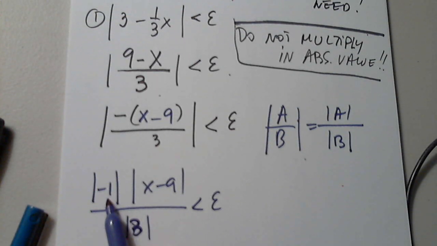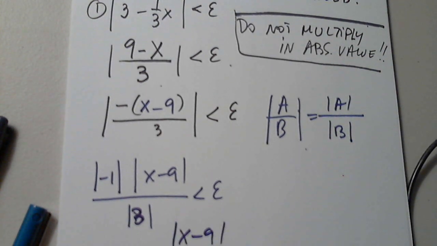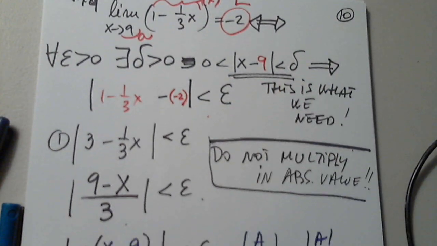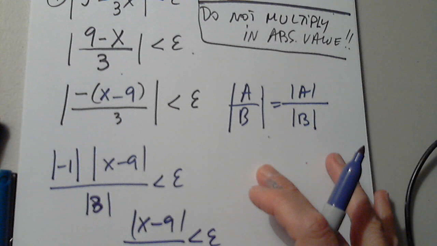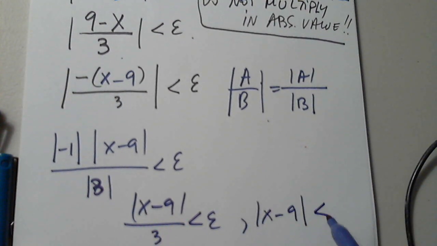How much is the absolute value of negative 1? Perfect. What is the absolute value of 3? Good. So then I have the absolute value of x minus 9, over 3, less than epsilon. I'm after this. Now I know exactly what I need to do. What do I need to do to both sides to get the absolute value of x minus 9? Multiply by 3. Good. Awesome.